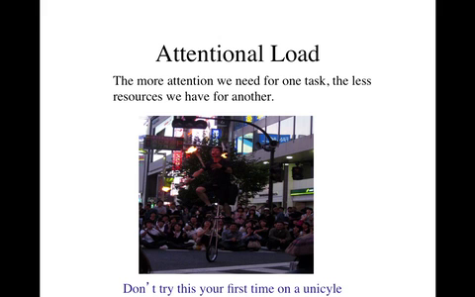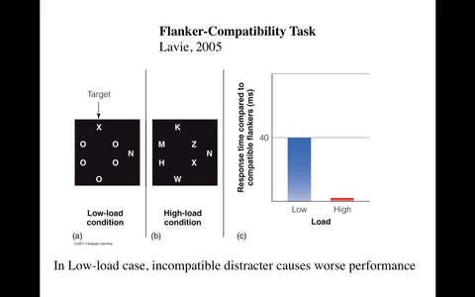So, for instance, if you're doing a very high attentional load task, then you may process unattended information very, very little, maybe not in terms of its meaning. But if you have a less attention-heavy task, then you may be able to process other information that you're not paying attention to. And this brings us to the flanker compatibility task, a study done by Lavie in 2005 where they compared high and low attentional load tasks.